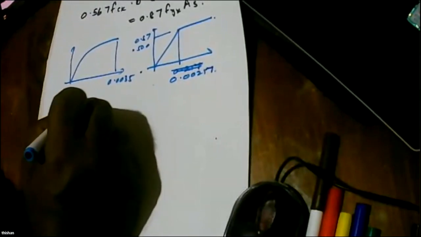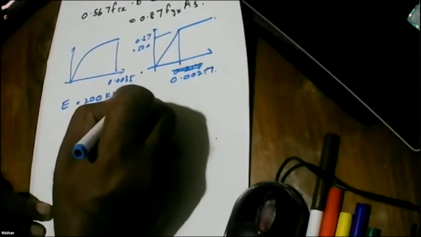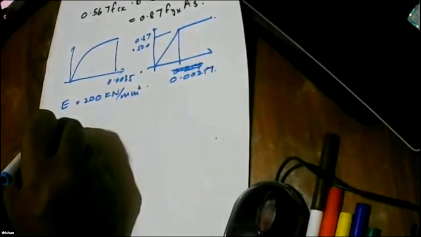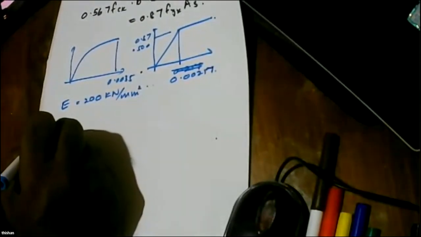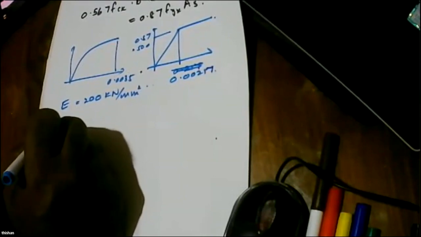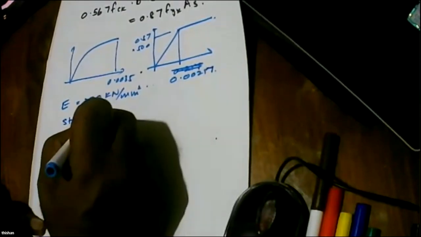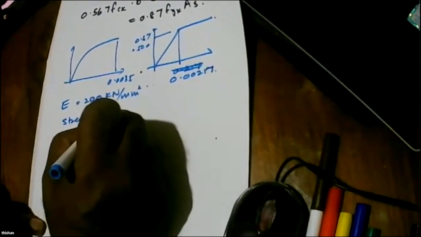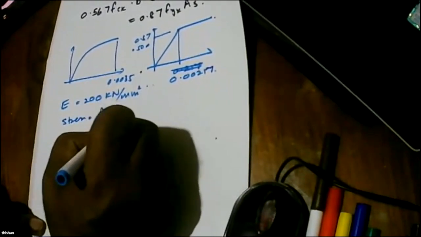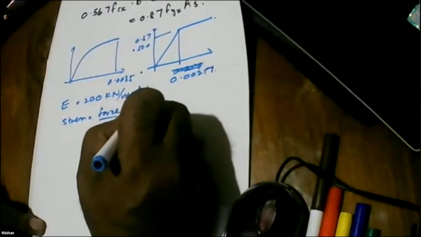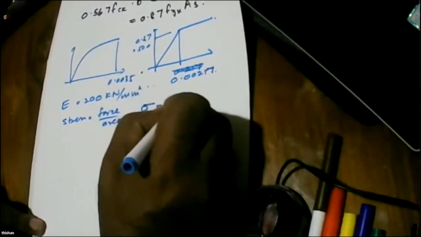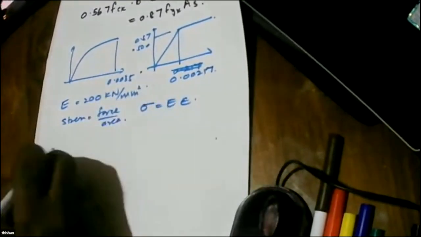Elastic modulus of steel is 200 kilonewtons per millimeter squared, and that is the E value. Stress is equal to force divided by area, and from Hooke's law, sigma is equal to E times epsilon. We are interested in epsilon.